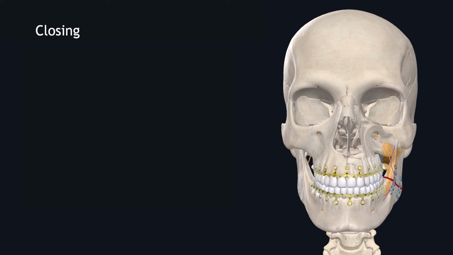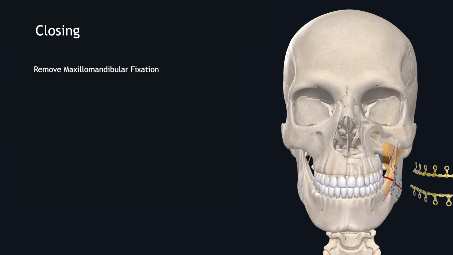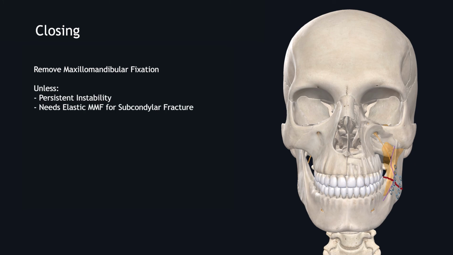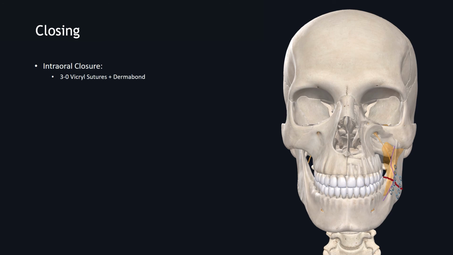Once I'm done plating, I'll remove maxillomandibular fixation in the vast majority of patients unless they have ongoing instability or need elastic maxillomandibular fixation for a concurrent subcondylar fracture. Next, close the intraoral incision in a watertight fashion using absorbable sutures, typically 3-0 Vicryl. I'll also use Thermobond to provide an additional layer of water tightness. If you hit mucosal tears that make closure difficult, you can loop the suture around the tooth medially, then loop back to provide additional support to the incision and prevent dehiscence.